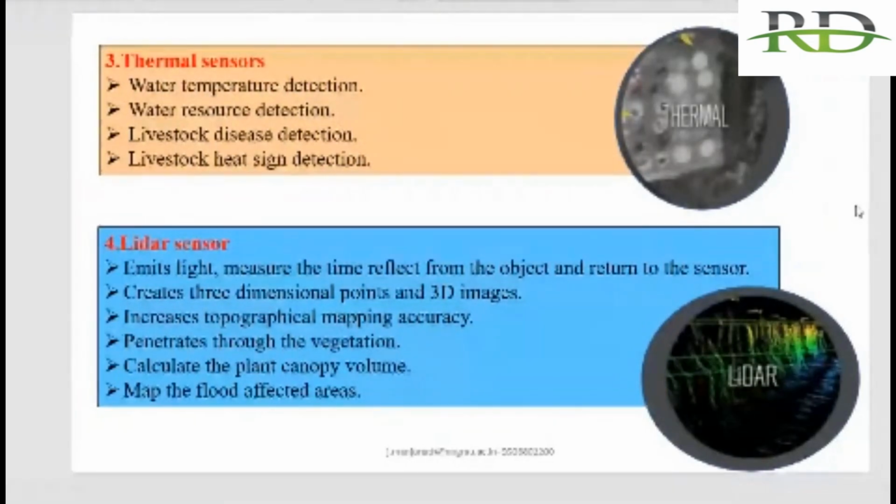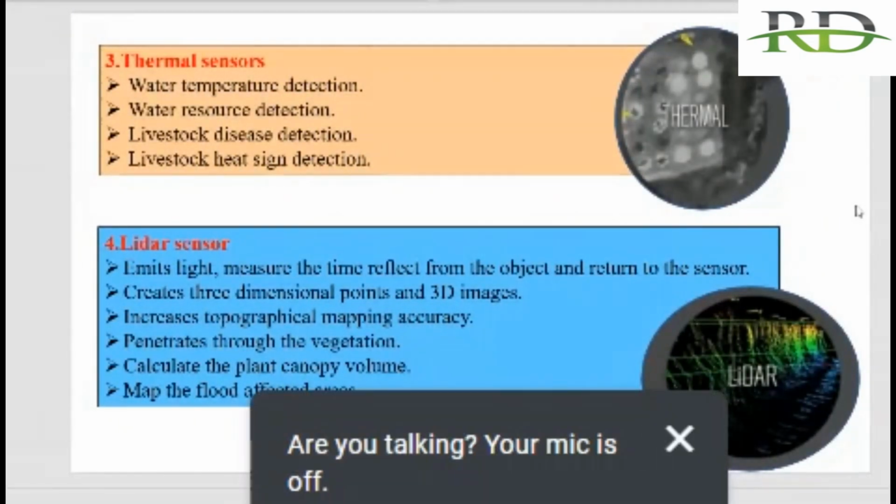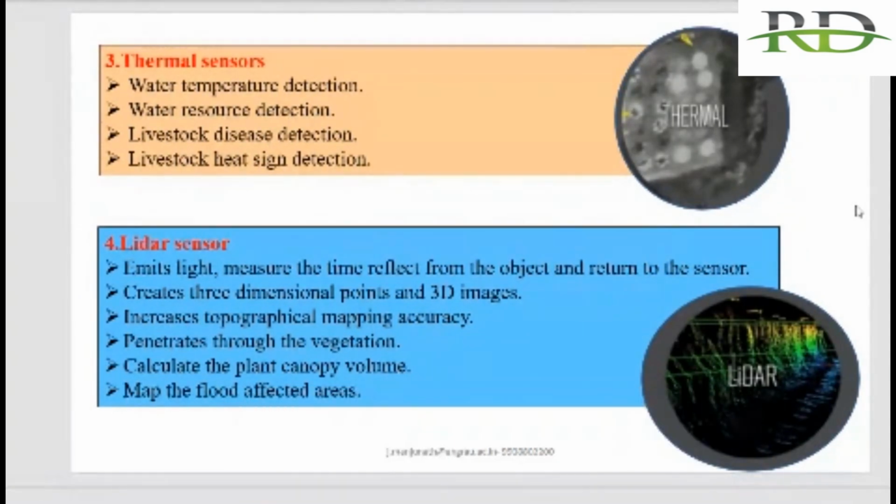Next slide. Next, thermal sensor. This helps detect livestock diseases, livestock heat signs, and water sources wherever a water body is present. We can keep a thermal sensor in the drone as a payload. Just as I told about the water tank, instead of the water tank we can keep these sensors. If possible, we can keep both the water tank and these sensors.